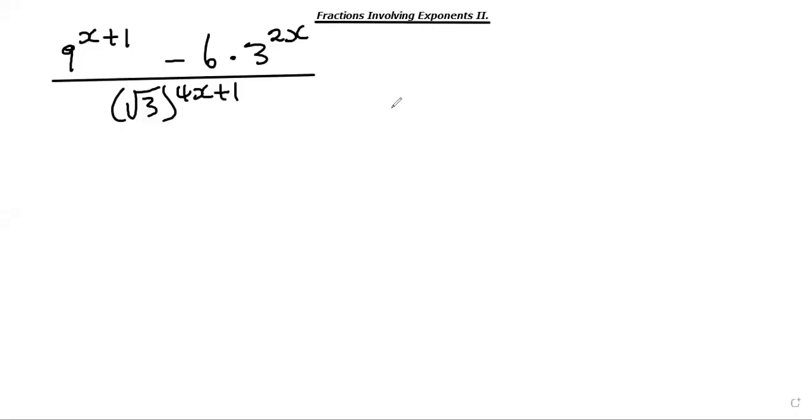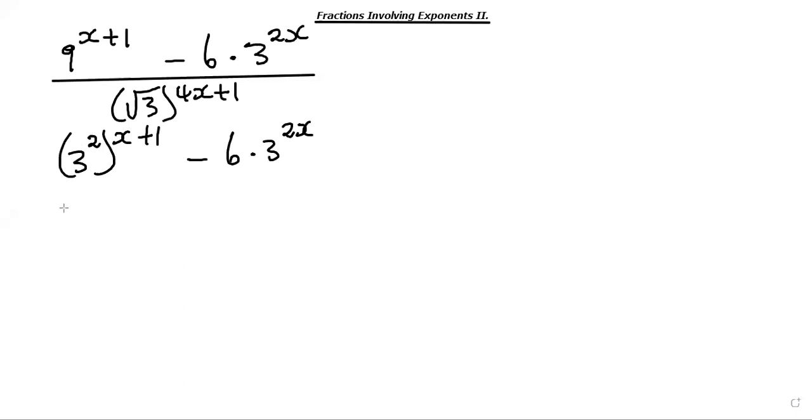So let's say they ask you to simplify this one for 4 marks. Now, the first thing you have to do here is to make sure that 9 is written in exponential form to base 3. Then the second term, you write it as it is. Then we go to the denominator.